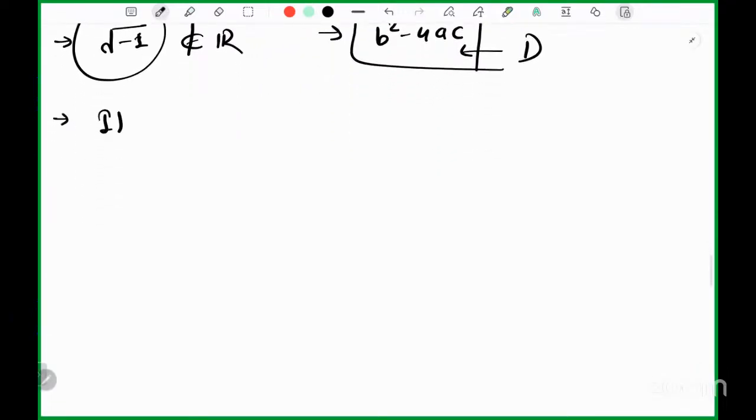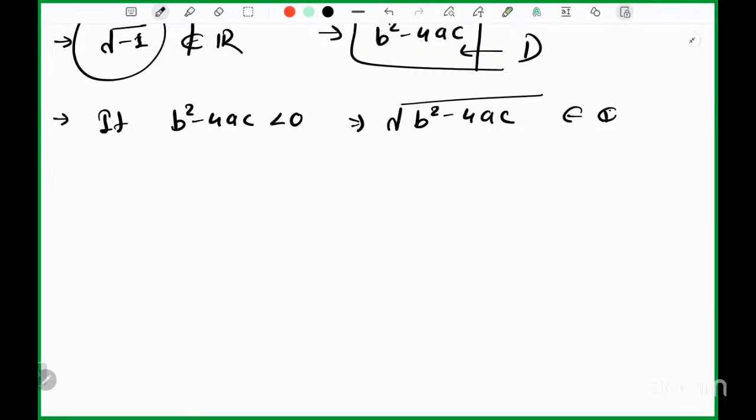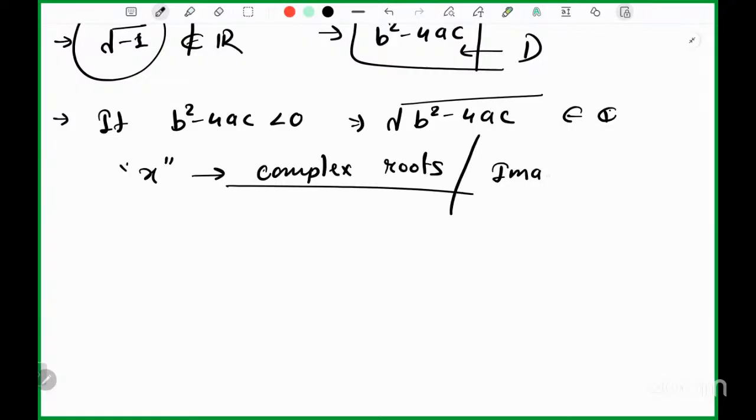If the value of b square minus 4ac is less than 0, then what can we say? We can say that the root of b square minus 4ac is a complex number, right? So whatever the value of x, we'll get complex roots. It's also known as imaginary roots.